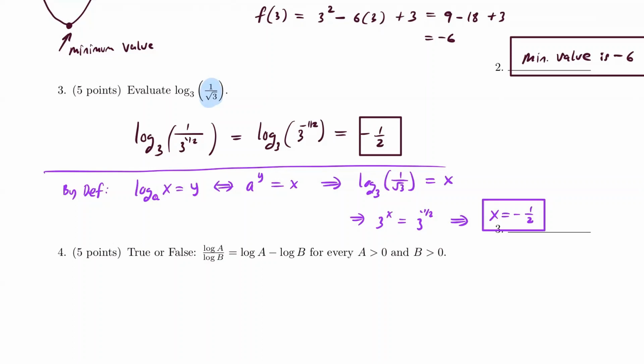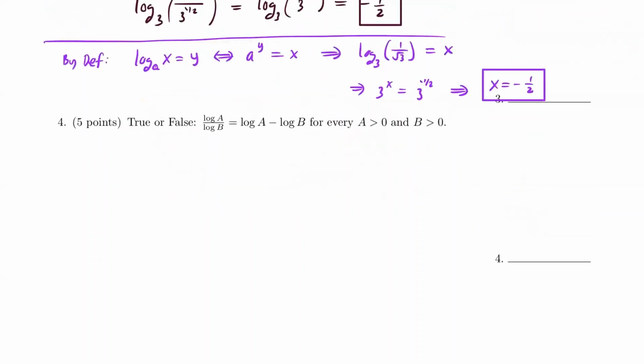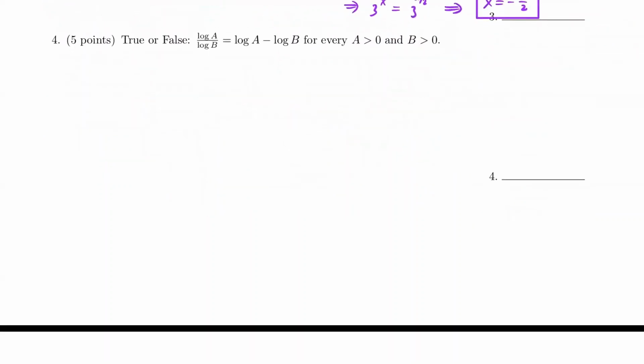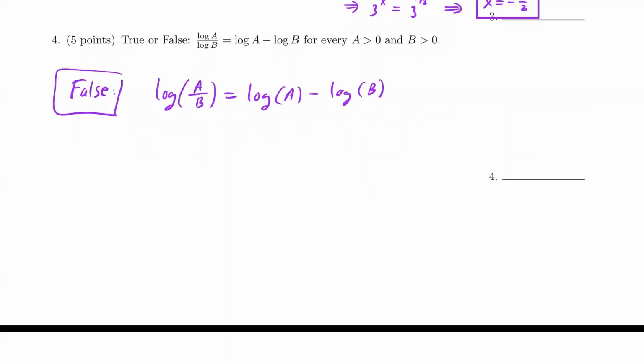First, I used the property. The second, I used the definition. For number 4, we want to determine if the statement is true or false. Definitely it's false, because the only way this statement can be true is if you had log of a over b, just like that, not the way we have it in the problem. If you have log of a over log of b, that's just what it is. But if you have log of a over b, then this is equivalent to log of a minus log of b, when a and b are positive. So that's why the given statement is false.